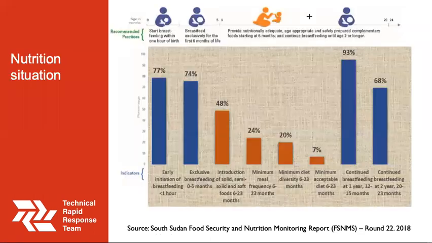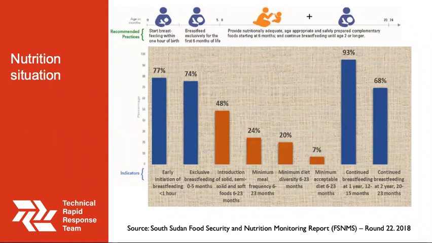And before the deployment, we can see the data shown on the screen. Looking at the screen, we are not doing very badly in early initiation and exclusive breastfeeding, because in South Sudan there's no problem with breastfeeding. Every mother breastfeeds freely. Early initiation stands at 77%. The exclusive breastfeeding rate is at 74%. In 2010 we were at 45%, but now in 2018, we are at 74%.